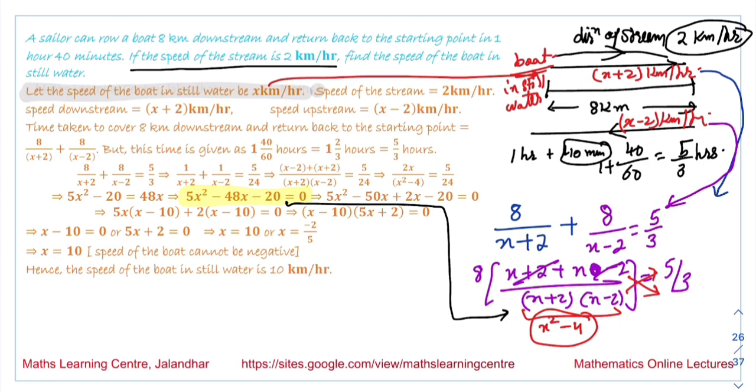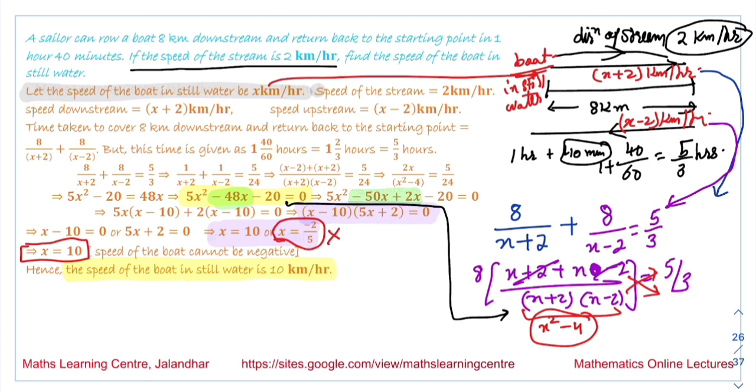By splitting the middle term, minus 48x, we can write it as minus 50x plus 2x, and on splitting the middle term we get x minus 10 into 2x plus 5x plus 2, these are the factors. The value of x we obtain is x is equal to 10 or x is equal to minus 2 by 5. Again, x is equal to minus 2 by 5 is not possible, so we obtain that x is equal to 10, that is the speed of the boat in still water is 10 km per hour.